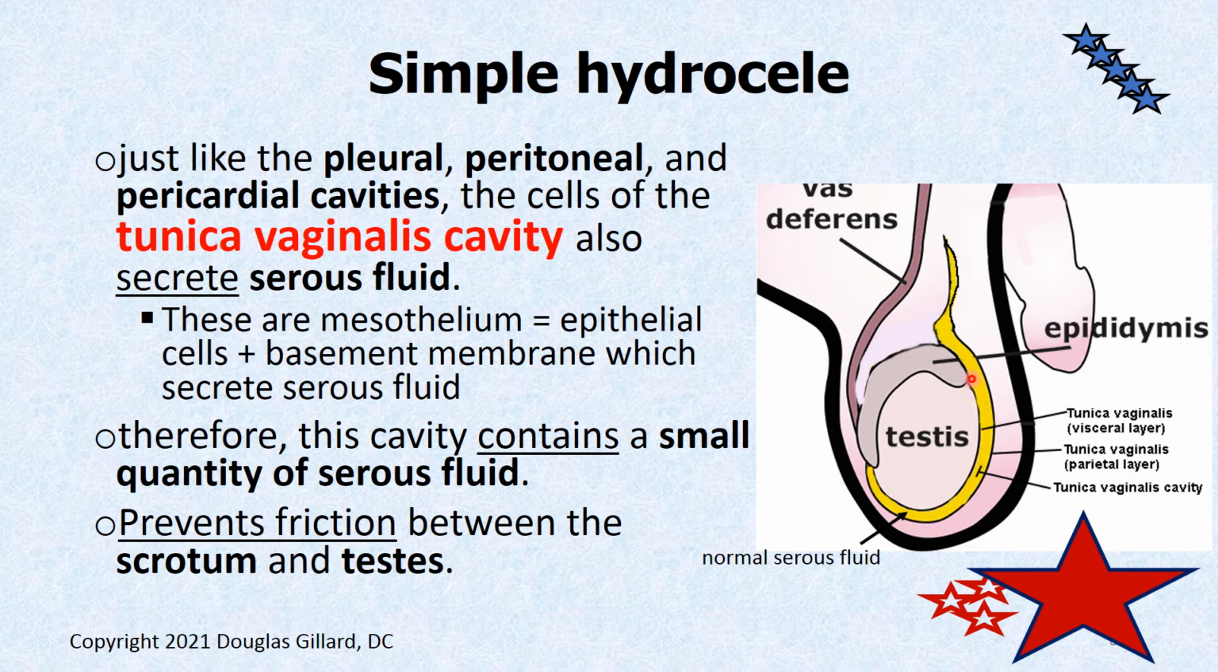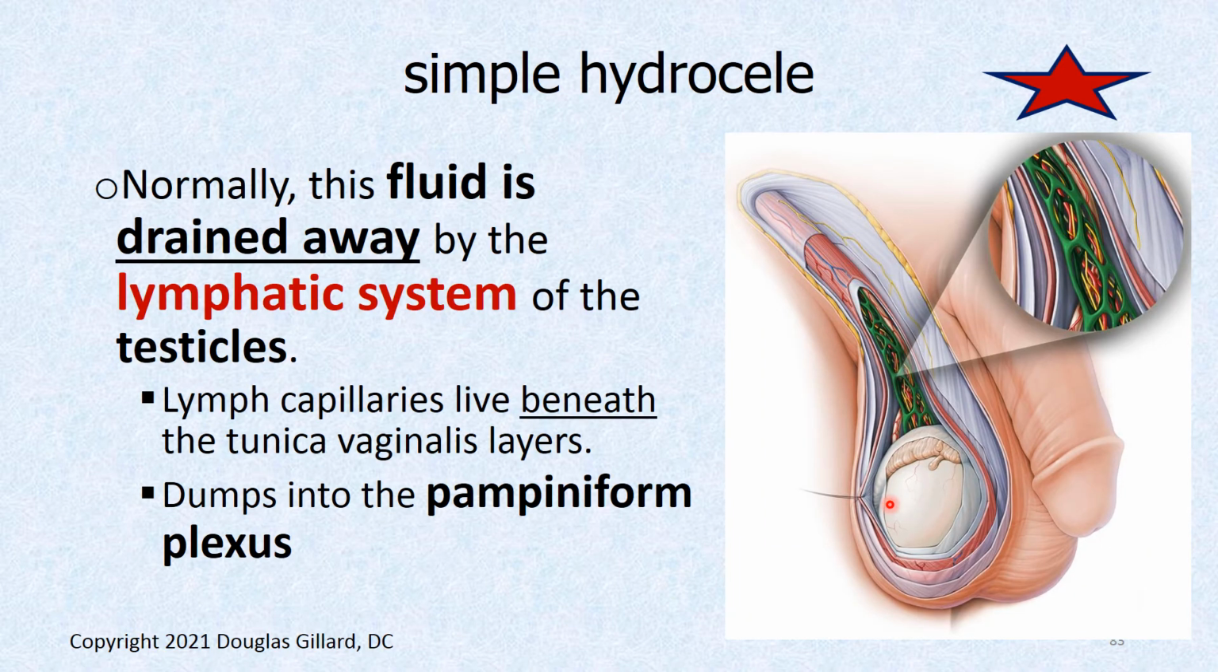It's filled with fluid that comes from the cells, just like the peritoneal cavity and the pleural cavity. They have a serous membrane that releases a serous fluid, and it prevents friction, so your testicle can slide around inside the scrotum without getting heat friction on it. And there's also a lymphatic system around there that drains. You can't see the microcirculation, but there is a microcirculation that drains.